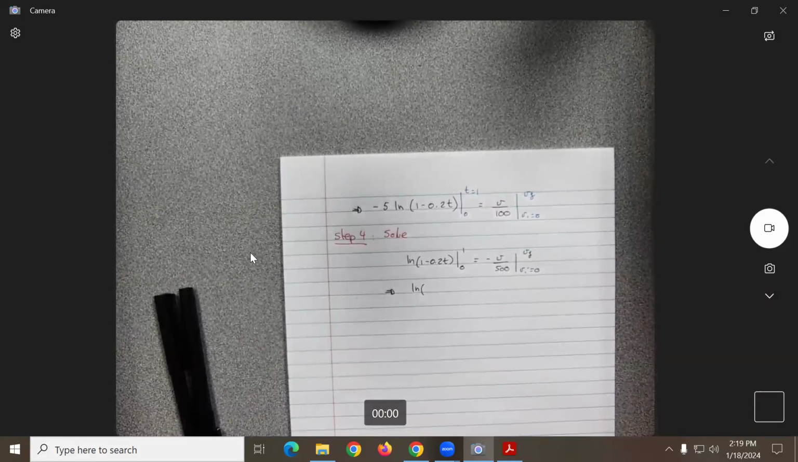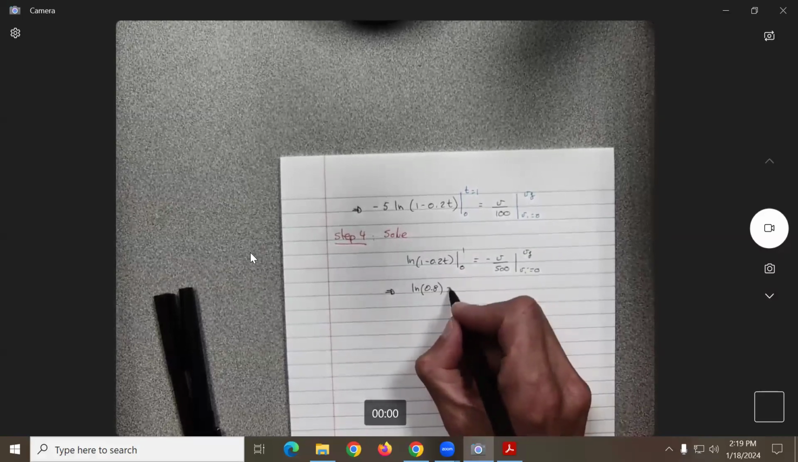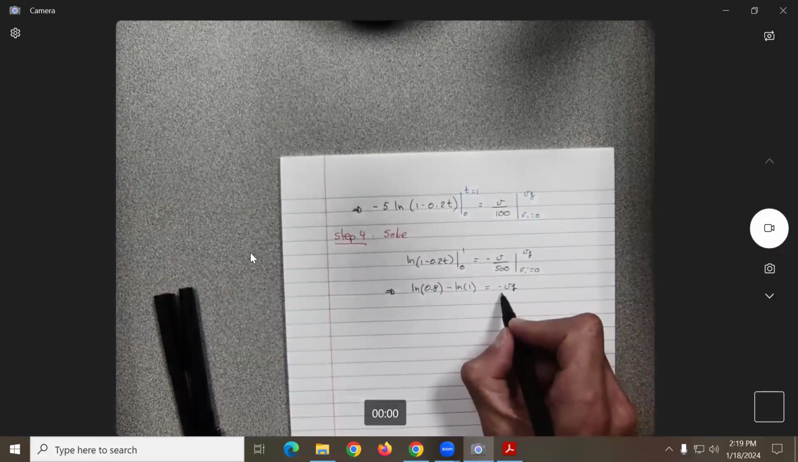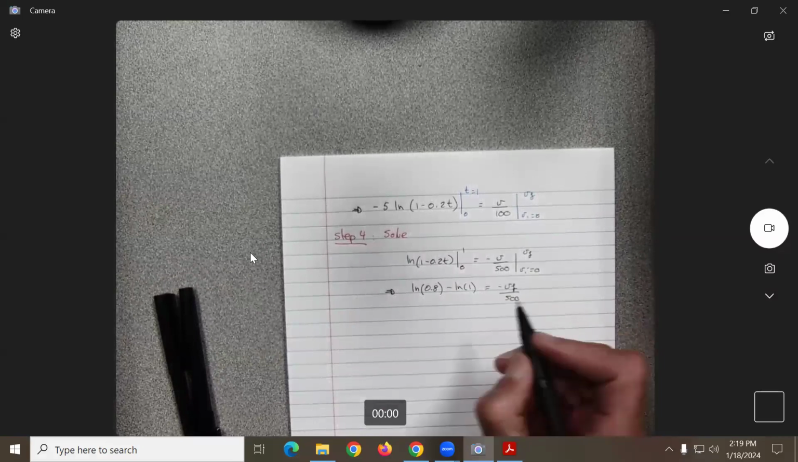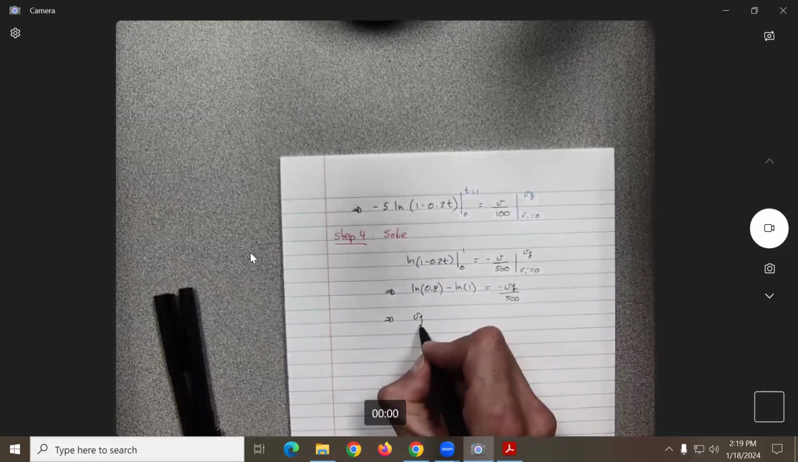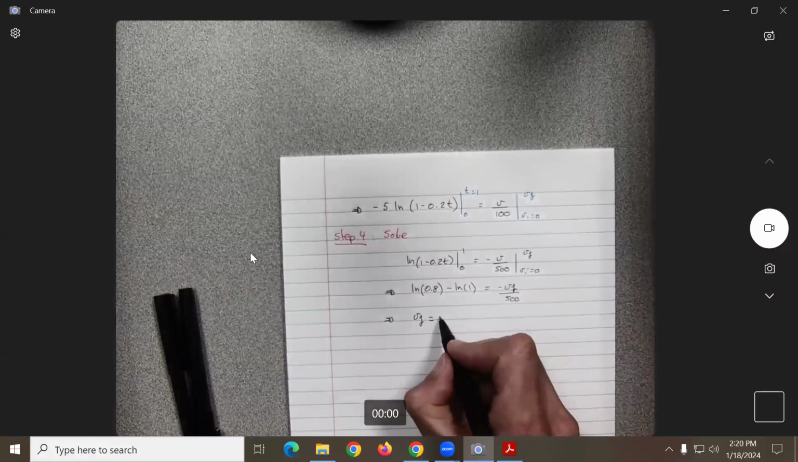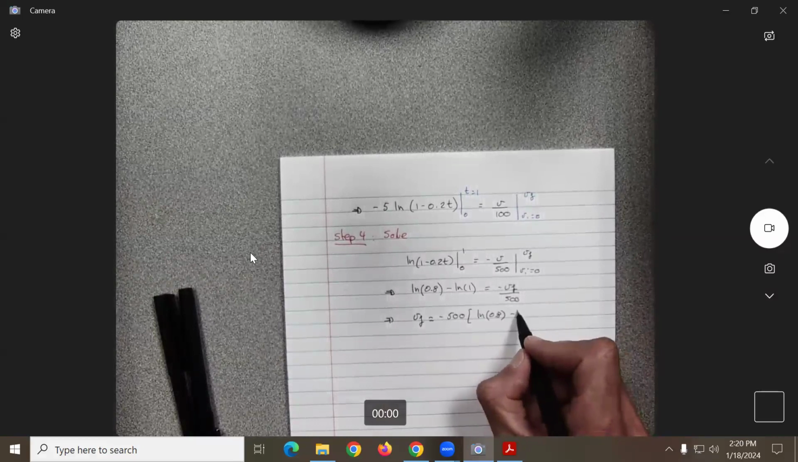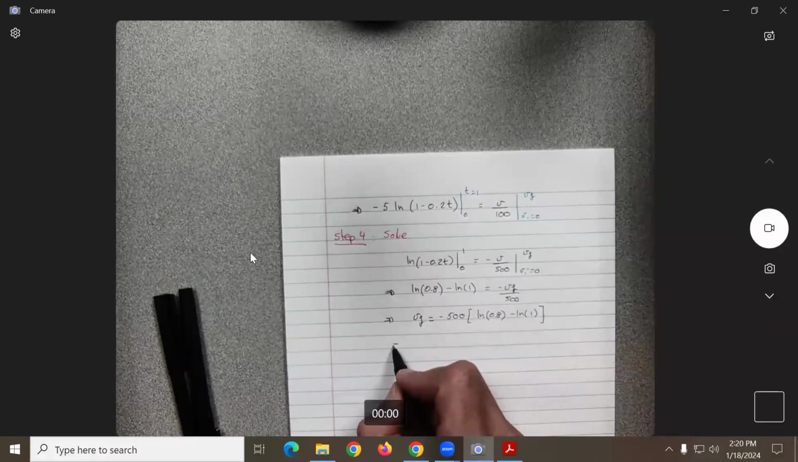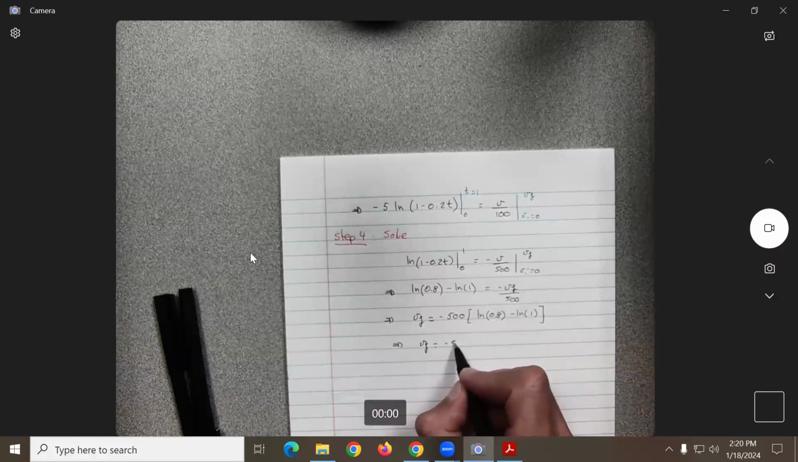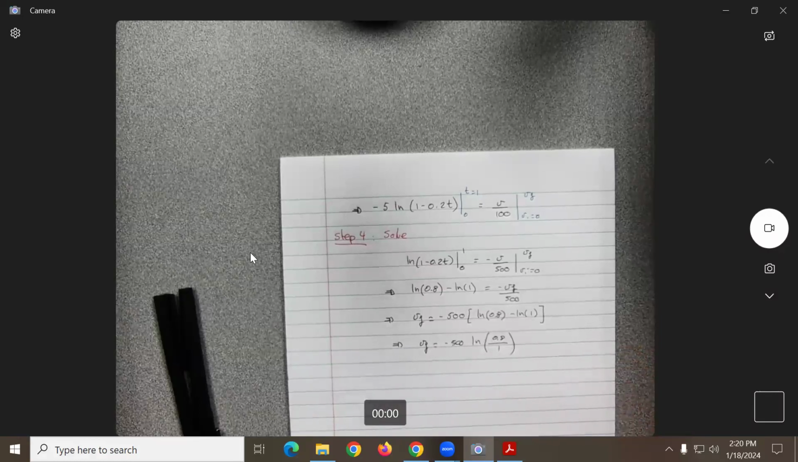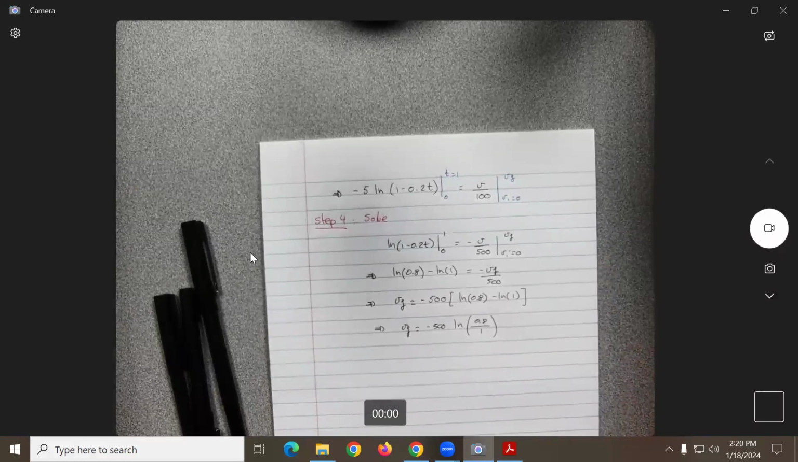And then it will give you log of 1, so it would be log of 0.8 minus log of 1 equal to minus v final over 500, which should give you that v final equals negative 500 times log of 0.8 minus log of 1. So v final would be equal to negative 500 log of 0.8 over 1, whatever that is. Okay, I don't care that much about the numerical application.